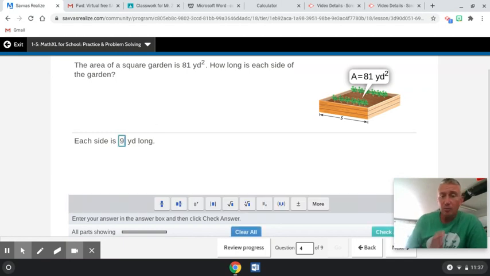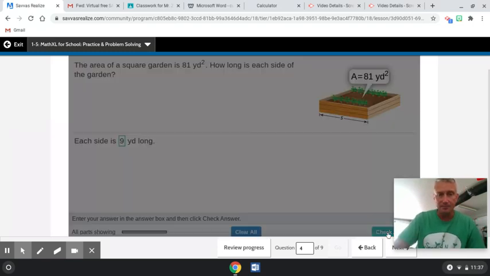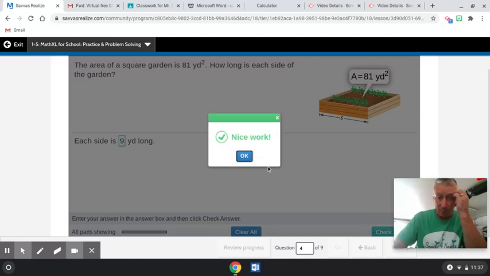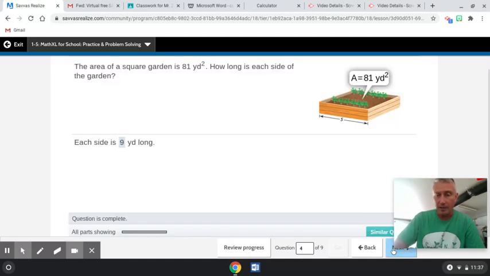Now, could I put positive and negative 9? Yes, I could because it's squared. However, since this is a distance, I'm assuming that all they want is the positive answer. So let's check and see if that is correct. Yes, that is okay for that one. Okay, the next question.